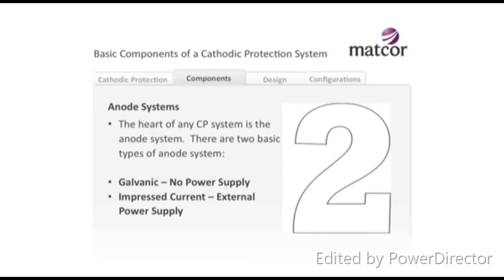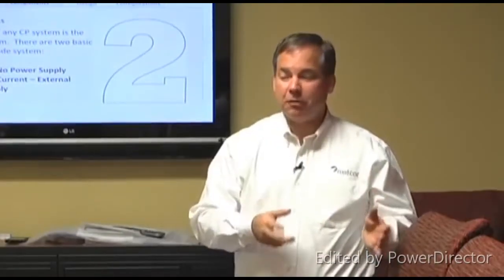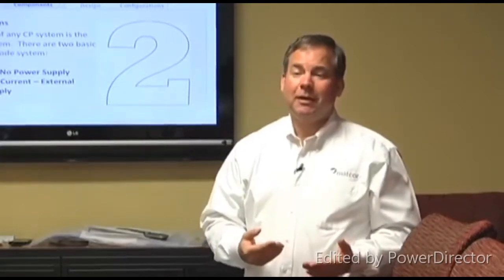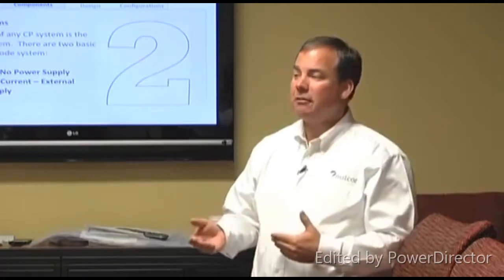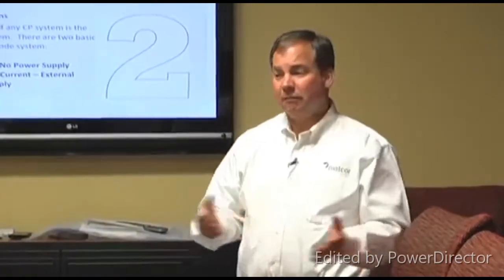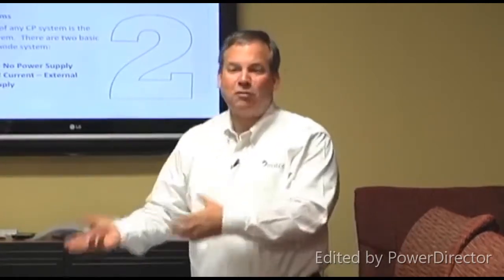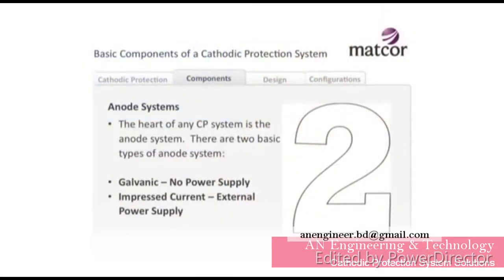The heart of any CP system is the anode system itself. And there are two types of anodes. There's galvanic anodes, often referred to as sacrificial anodes. So if you hear someone say sacrificial anode, they're referring to a galvanic anode. It's not the correct term technically. In fact, all anodes have a finite life. There's no anode that has an infinite life. So all anodes in effect sacrifice themselves to protect the structure they're trying to protect, and at the end of their life, they have to be replaced.